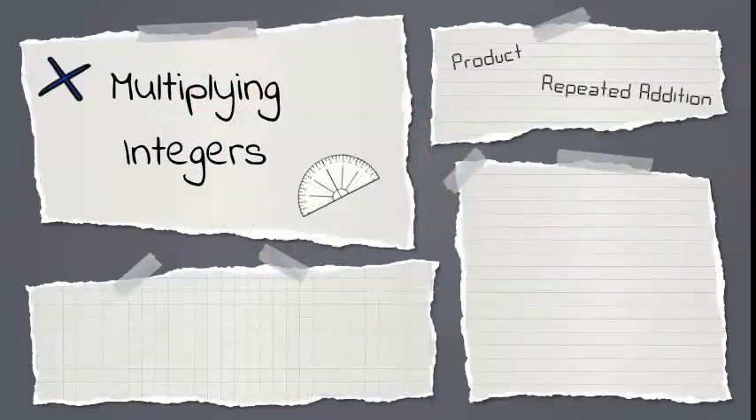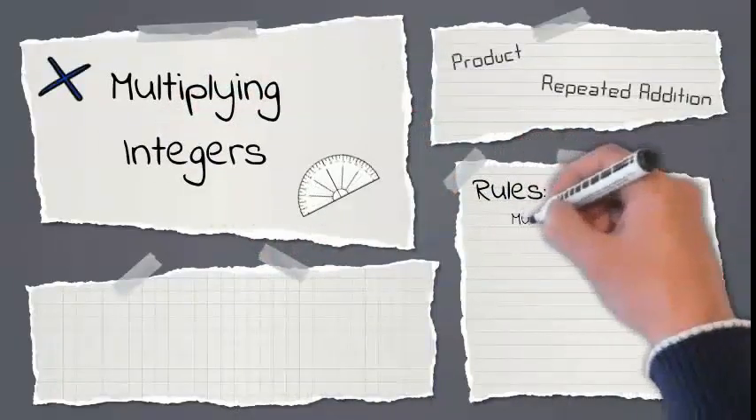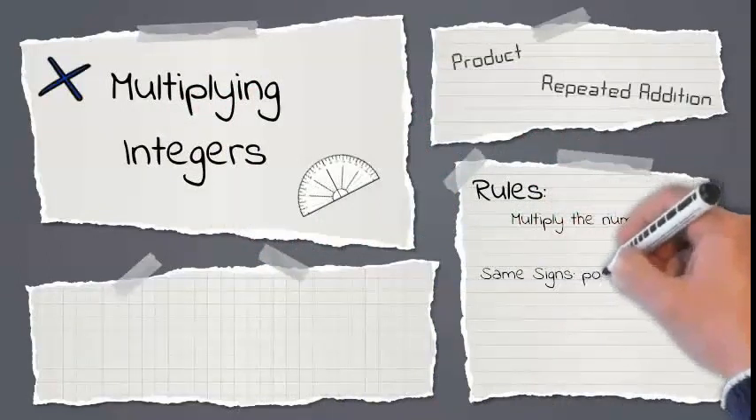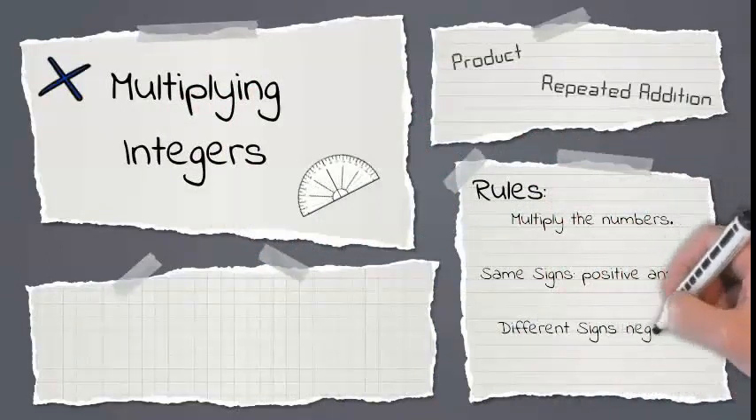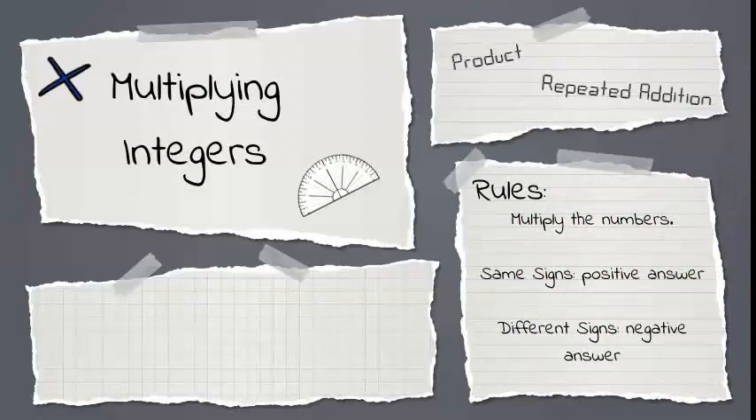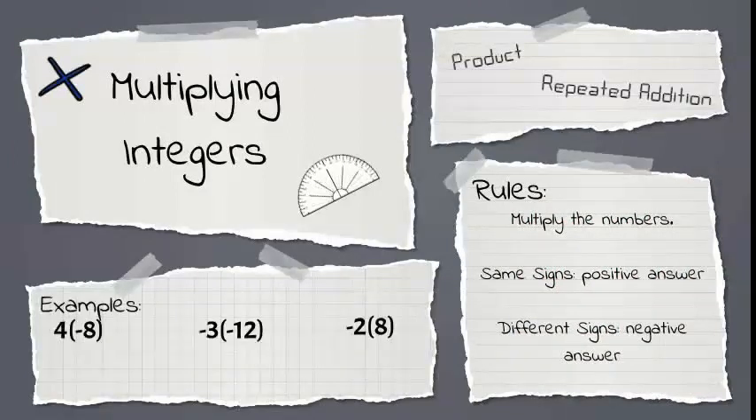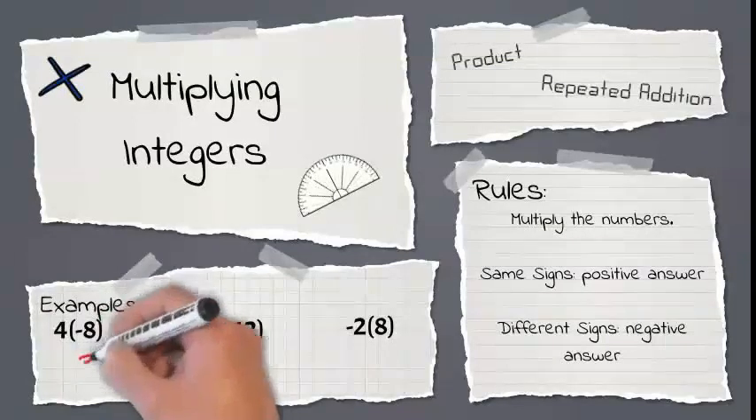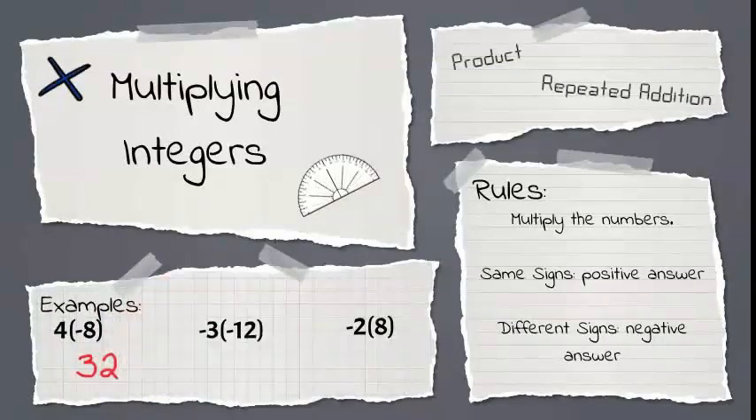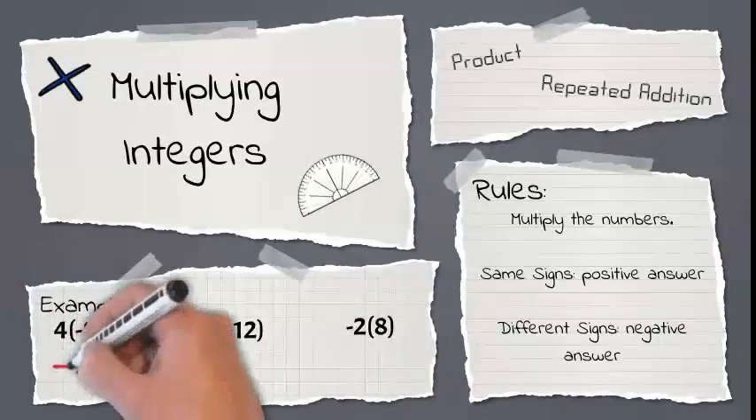Now, let's check out multiplication. The rules for multiplication are to multiply the numbers, and if they have the same sign, the answer is positive. If they have different signs, the answer is negative. Let's try some examples. 4 times negative 8. Well, 4 times 8 is 32, and the signs are different, so our answer is negative.